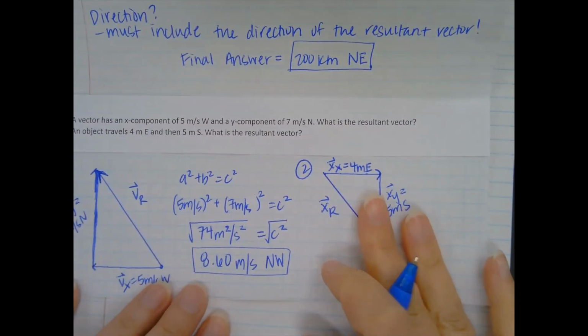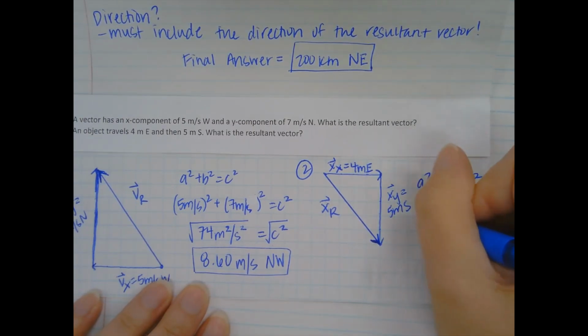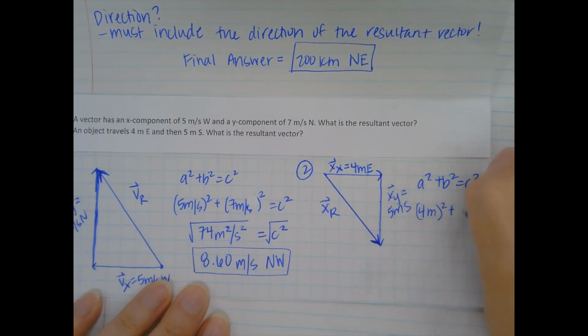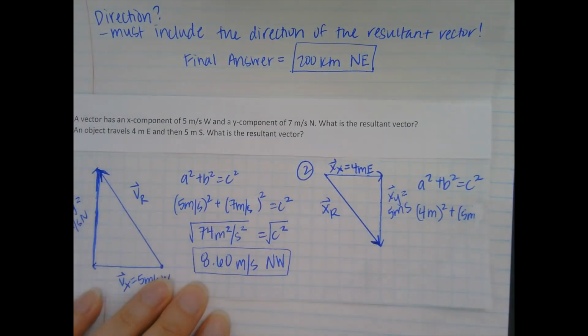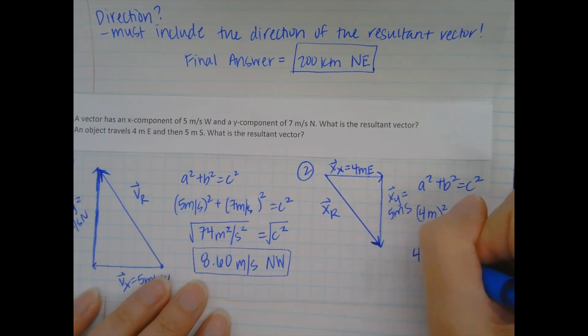So I'm going to slide my paper over. A squared plus b squared equals c squared. We're going to plug it in. 4 meters squared plus 5 meters squared equals c squared. So now let's go ahead and square these and then add them together. So 4 squared is 16 plus 5 squared, which is 25. So 16 plus 25 is 41 meters squared.